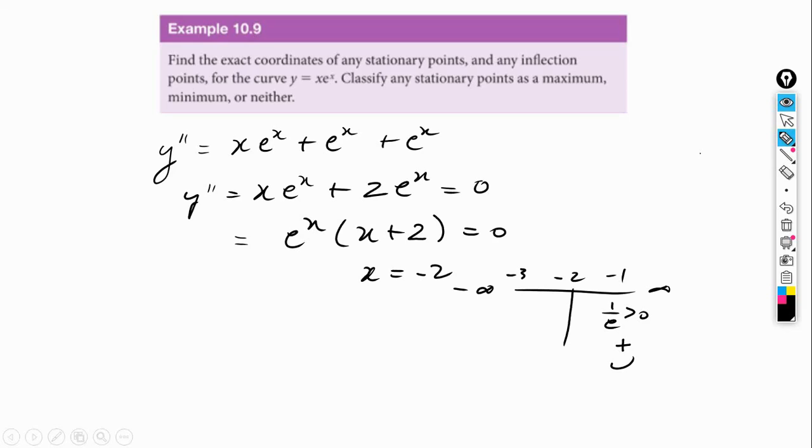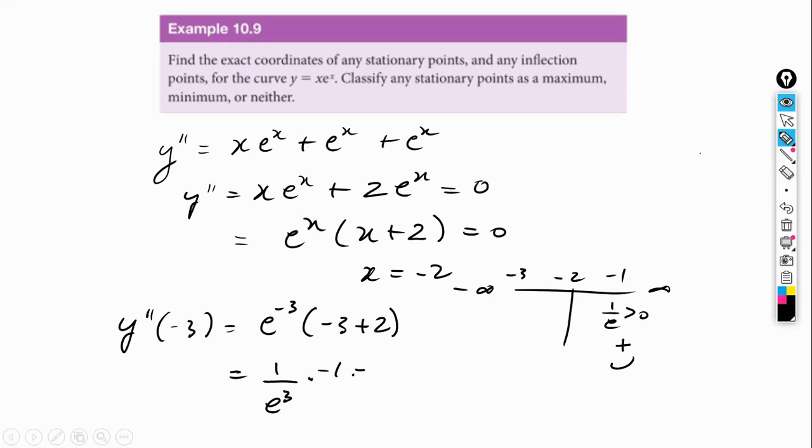If we plug -3 into the second derivative, it's going to be e to the power of -3 times (-3 plus 2), and then this is going to equal 1 over e to the 3 times negative 1, or negative 1 over e to the third. So that means that we get negative 1 over e to the 3, which is obviously less than 0. Therefore, the concavity is downward before negative 2. So this is definitely an inflection point.